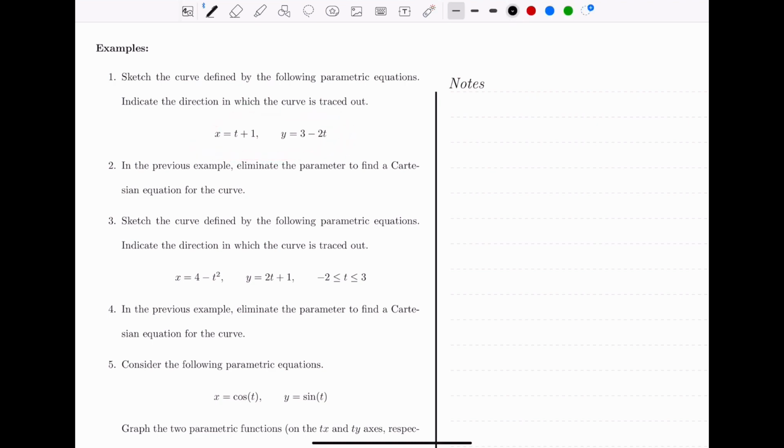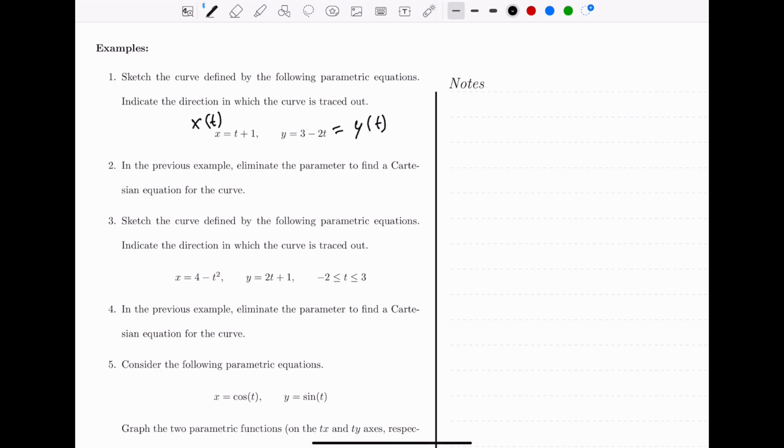We could even write here, and sometimes this is useful, we could write x of t, just to emphasize the fact that x is a function of t. We could write the second equation as y of t. So we want to sketch the curve described by these, and we'll do this using a similar concept to sketching curves using just x and y.